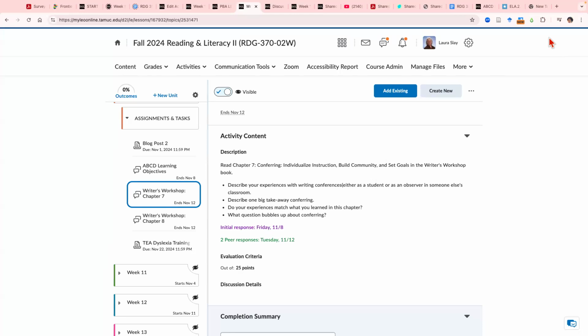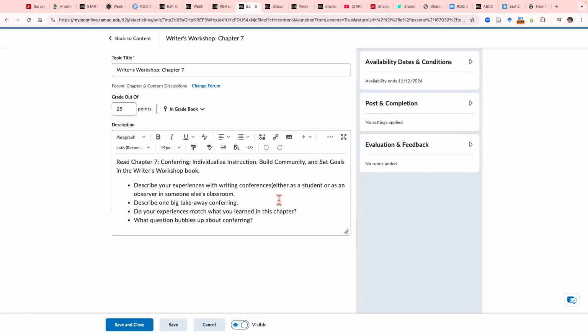So you have 4 things that I want you to think about when you read the chapter. Describe your experiences with the writing conferences, either as a student or as an observer in someone else's classroom. I'm going to self-edit right here because I see an error. It's very small, but that's what we do when we constantly reread. I forgot to put a space there. Okay, you're going to describe one big takeaway from what you read about conferring.